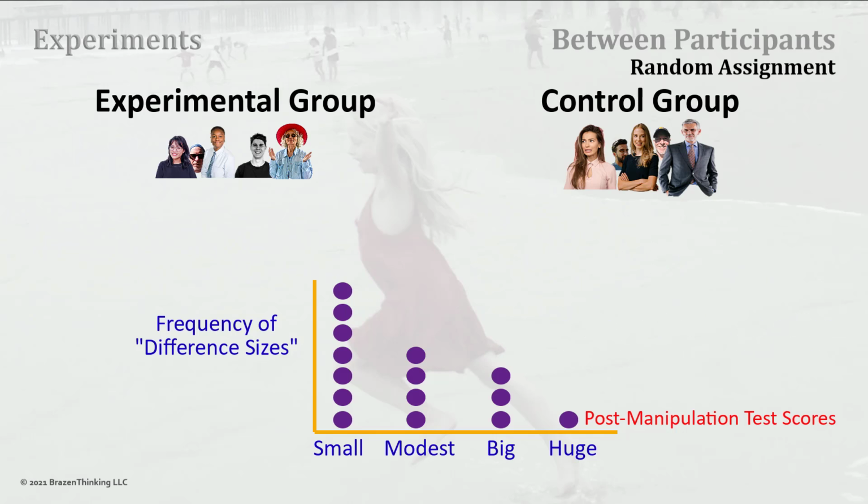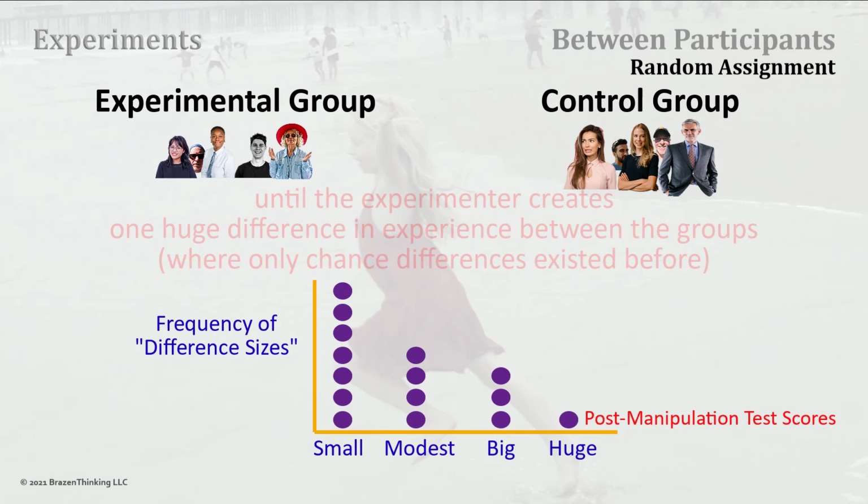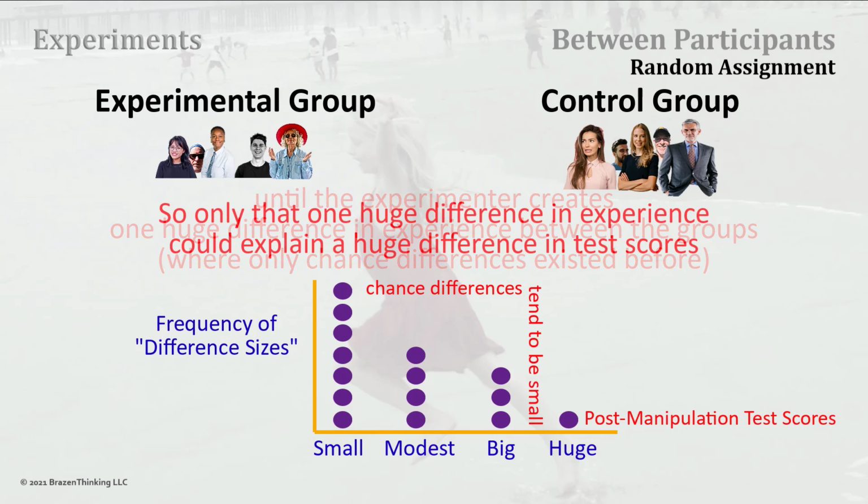In a between participants experiment, then, the participants in the control group may not be the same ones that are in the experimental group, but the only non-random, systematic, consistent, and substantial difference between them should be the difference in experiences that you created.